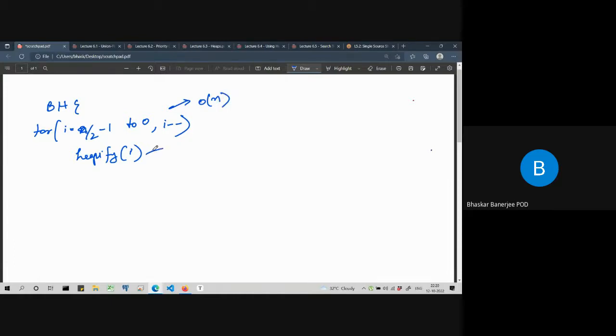And we know what the complexity of heapify is. We know that it's log n time. Right? So order n times, I'm calling log n time work. So it would be in log n time. So it is quite intuitively n log n time.